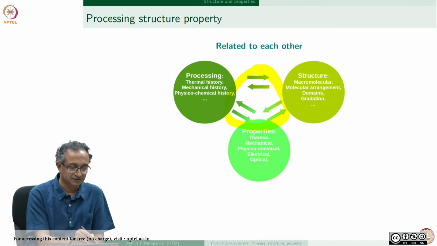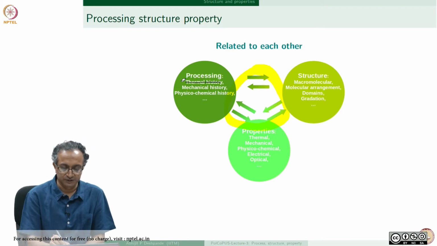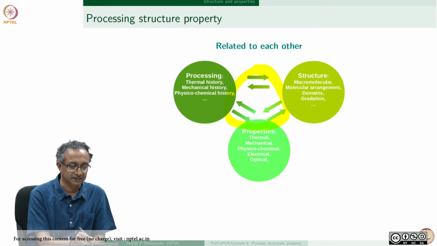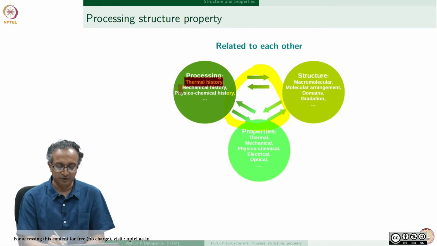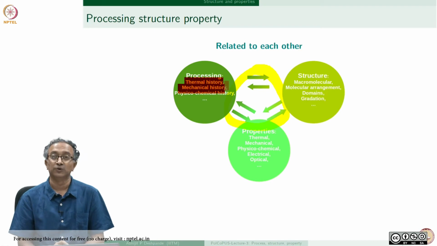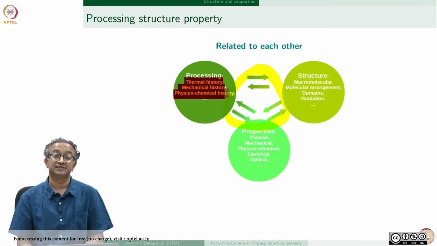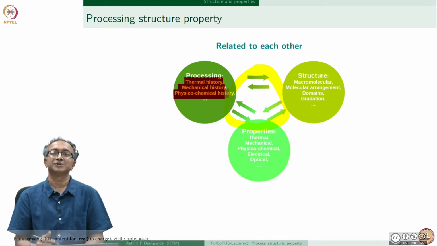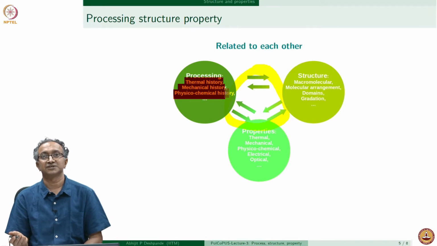When we say processing, we talk about what it was heated to, what it was cooled to, what was the thermal history of the material. When we talk about processing, we stretch the material, we make it flow, and of course when we process it, it could be along with a plasticizer, it could be along with a solvent. So there is always a physicochemical, mechanical and thermal history associated with processing, and two different processing operations will therefore lead to two different sets of structures and therefore different sets of properties.